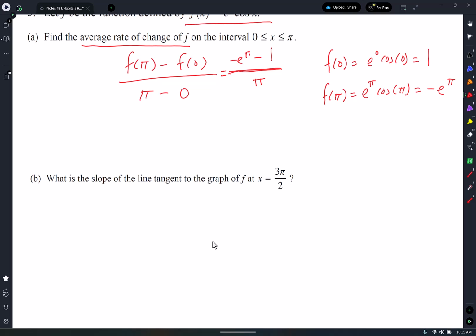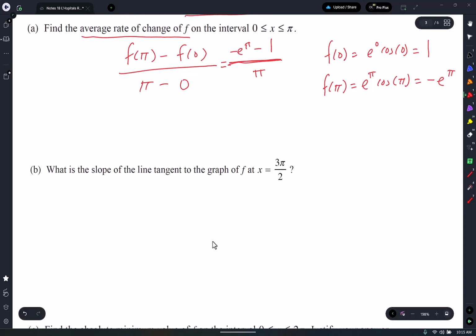Right there. What is the slope of the line tangent to the graph of f at x equals 3π over 2? What do I need to find the slope? Just take a what? A derivative, right? Take a what? A derivative. What are we taking? A derivative.